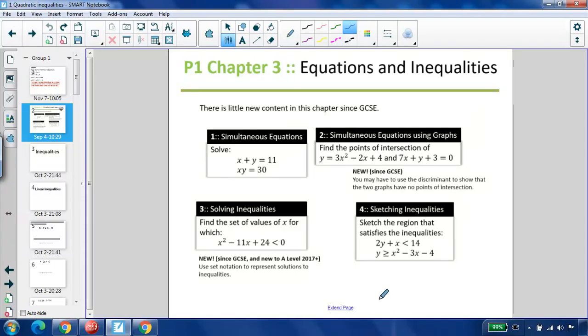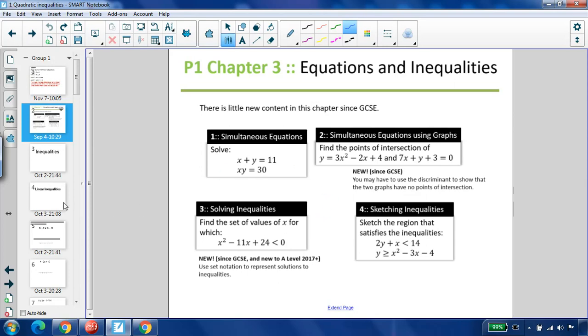Hello everyone, welcome to Chapter 3, Equations and Inequalities. In this chapter we're going to be looking at solving simultaneous equations, algebraically and graphically, solving inequalities and sketching inequalities. And in this chapter there is little new content since GCSE.